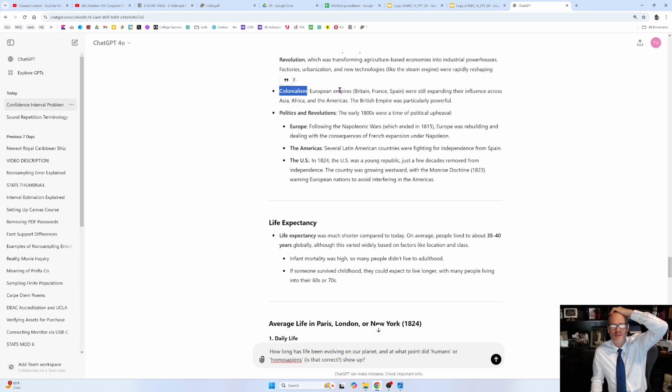Colonialism, European empires. Britain, France, and Spain were expanding their influence across Asia, Africa, and the Americas. The British Empire was particularly powerful. So there's a lot of colonialism. Politics and revolutions. The early 1800s were a time of political upheaval. Europe, following the Napoleonic Wars, which ended in 1815, Europe was rebuilding and dealing with the consequences of French expansion under Napoleon.